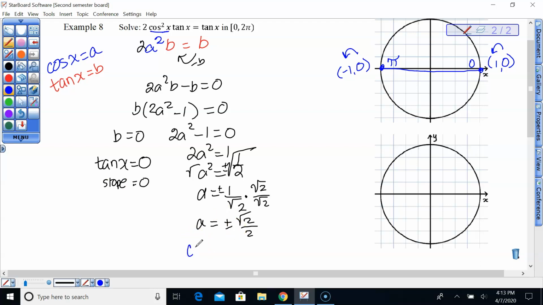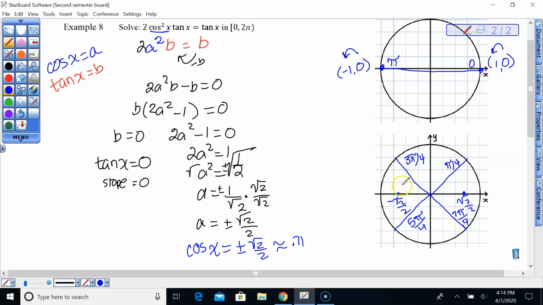All right, for a, we're going to resubstitute in cosine of x. Let me fix that up, that's terrible. Cosine x equals plus and minus square root of 2 over 2. Okay, so that's approximately 0.71, so about right there. And so we have that value, the square root of 2 over 2, and then over here, negative square root of 2 over 2. And that would be that value and that value. I'm sure you recognize those as pi over 4, 3 pi over 4, 5 pi over 4, and 7 pi over 4. So let's write our solutions here.